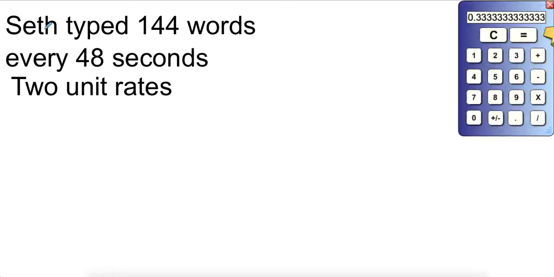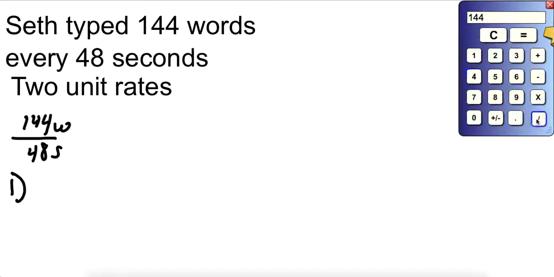Now in this next example, we want to create at least 2 unit rates, and I'm actually going to show you 3 different ways you can create a unit rate. So we can see here that Seth typed 144 words, and he did this in 48 seconds. Our first unit rate we want to identify is how many words he can type in 1 second. Again, I'm going to use division, and we're going to divide 144 by 48 in order to realize that Seth will type 3 words per second.